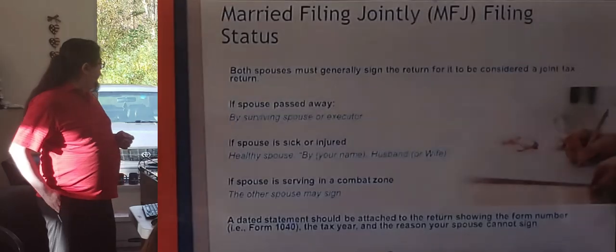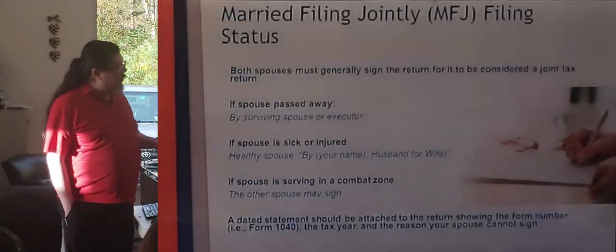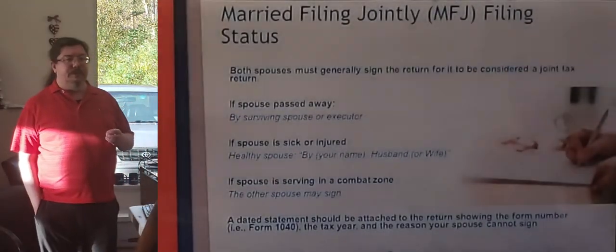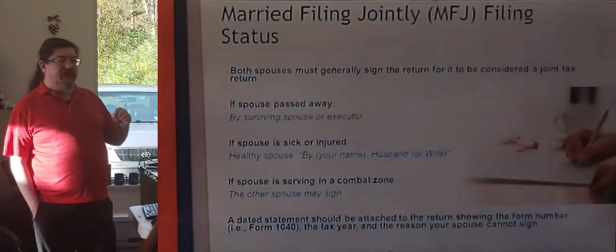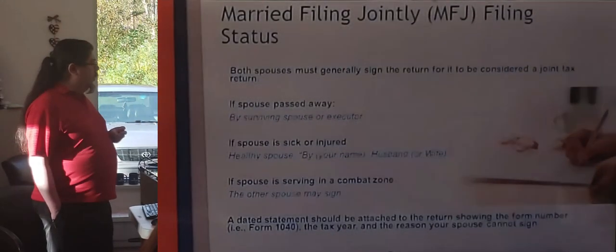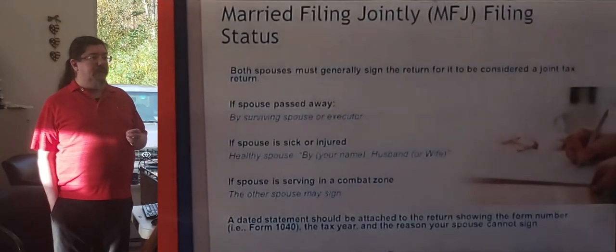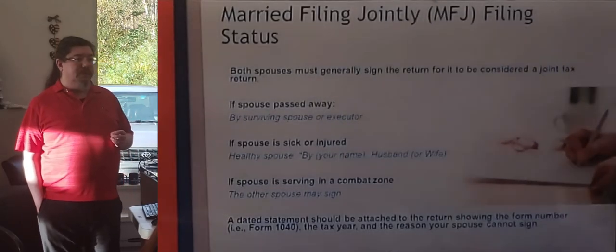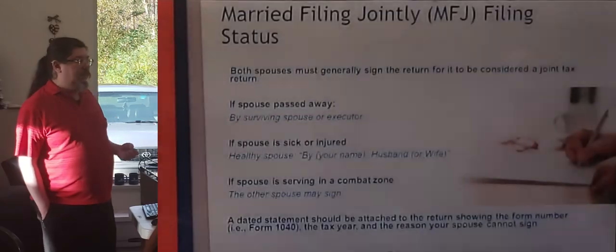Both spouses must sign the return. If one spouse has passed away, the surviving spouse can sign the return for their deceased spouse, or you can just write on the return filing as surviving spouse. There are some other situations where you can sign for your spouse. If your spouse is unable to sign due to illness or injury, the healthy spouse can sign the return for both spouses.